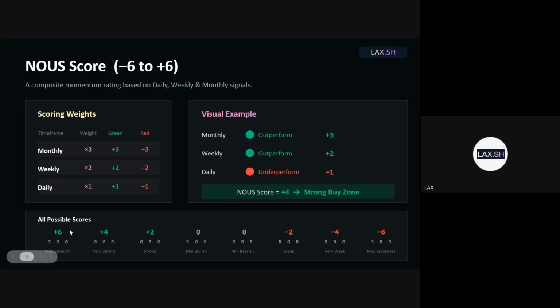So, for example, what could be the best case scenario? Green, green, green, right? Monthly, weekly, daily, all green. Worst case scenario, all red. In between you have 0, then you have -2, -4 on this side, and +2, +4 on the other side, right?